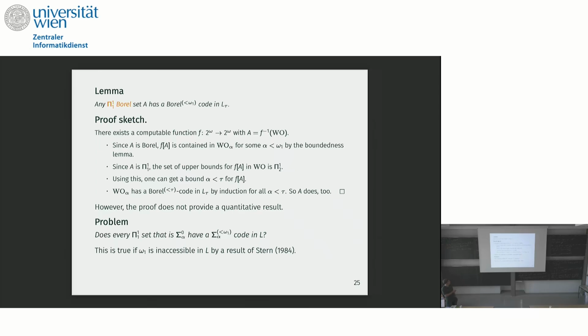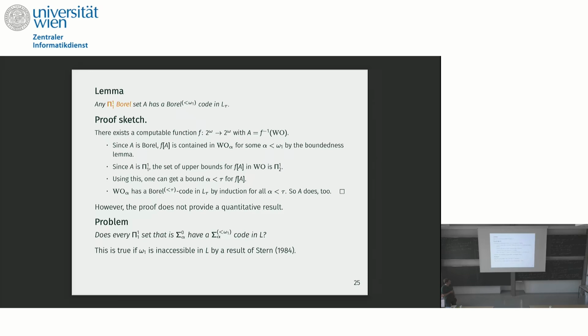so of course it would be more interesting to ask whether any pi11 set that's additionally sigma 0 alpha has a sigma 0 alpha code. Yes. No, yeah, I just meant precisely that, like a local result for sigma 0 alpha. So does every pi11 set that's Borel, in particular let's say it's sigma 0 alpha, we know it has a Borel alpha code in L, but can we choose that code with the same complexity?